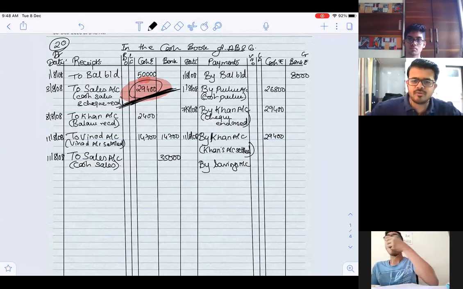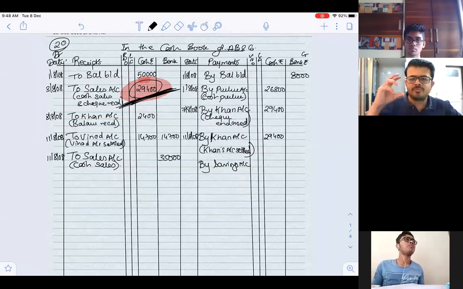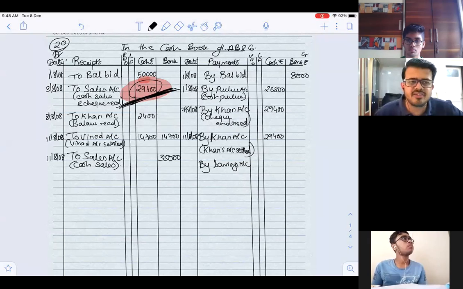FD is also an account with the bank, right? But the purpose is to invest, to keep the money temporarily for earning some interest. In the same way, you'll keep the money in savings for earning some interest for a temporary time period.